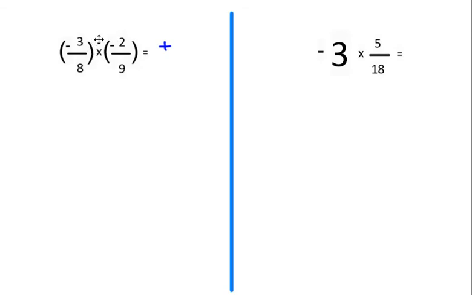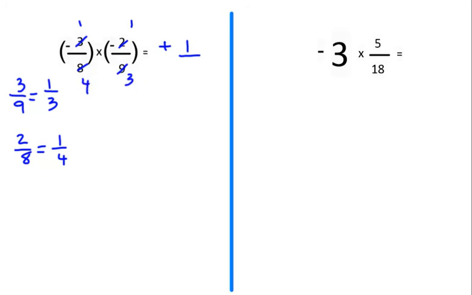Okay? So first thing I'm going to do is check to see if I can reduce anything up and down. So 3 and 8, no. 2 and 9, no. 3 and 9, yes. So if I had 3 over 9, that would cancel into 1 over 3. Then 2 over 8, yes. 2 over 8 can cancel into 1 over 4. So now I have 1 times 1 is 1, and 4 times 3, which is 12. So my answer is 1 over 12.